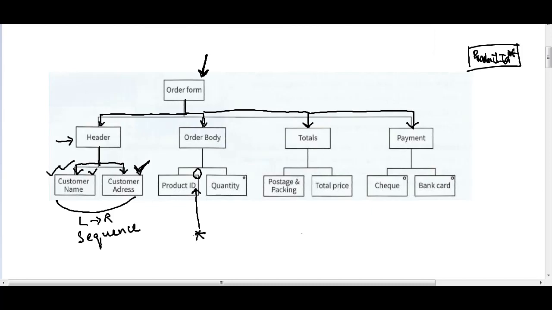I'm sorry, I'm not drawing it very clearly. Let me draw that again. So we need to do something like this. We need to say product ID, and in the top corner we are going to draw our asterisk sign to indicate that this is what needs to be done multiple times.